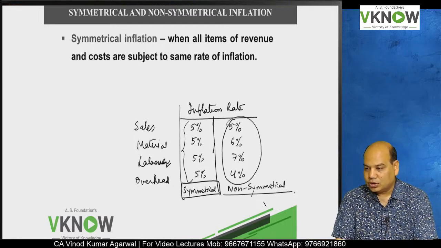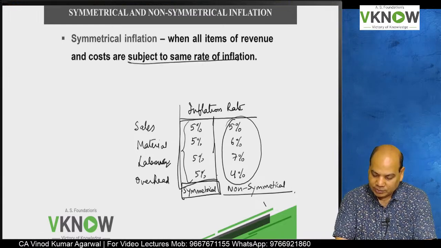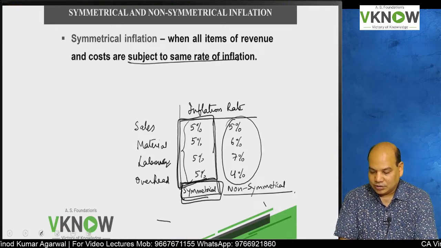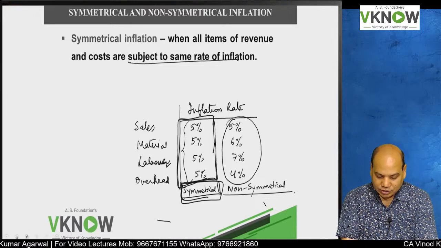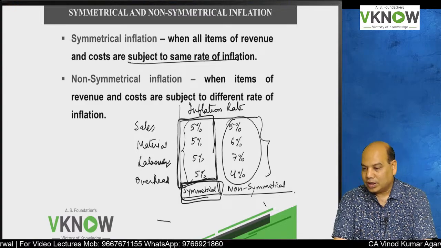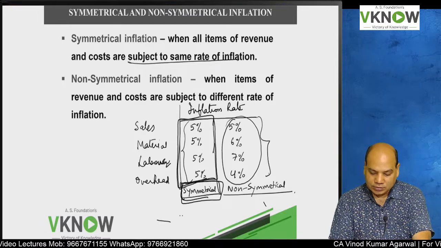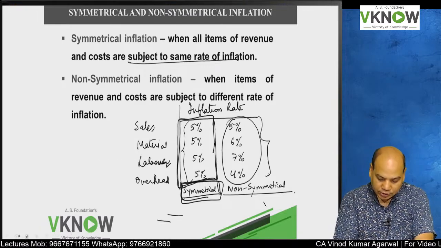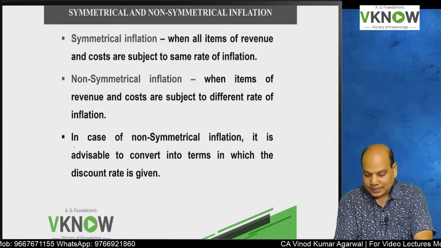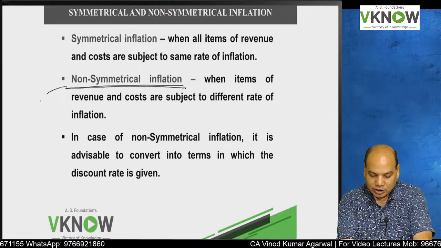When all revenues and costs are subject to the same rate of inflation, we call it symmetrical. Life is easy in that case, but the exam is not easy. Non-symmetrical inflation, the second example, is when items of revenues and costs are subject to different rates of inflation. Now the question is, how do we solve a non-symmetrical inflation problem? That will be a little challenging.